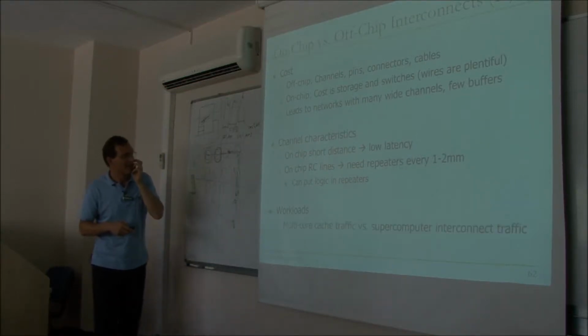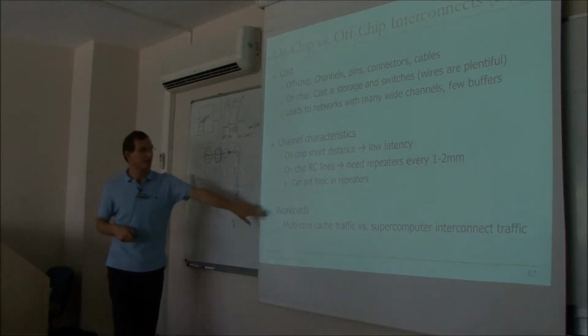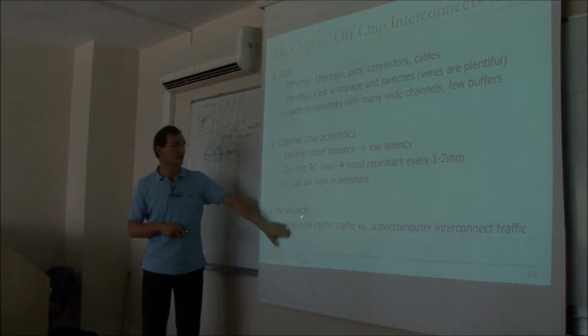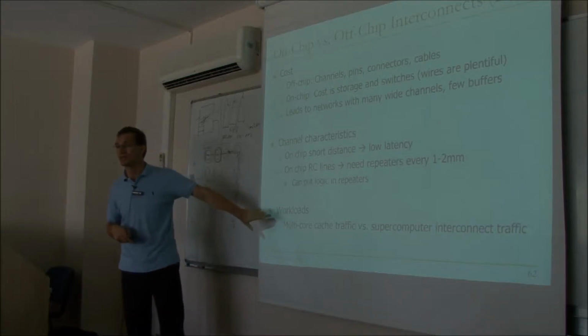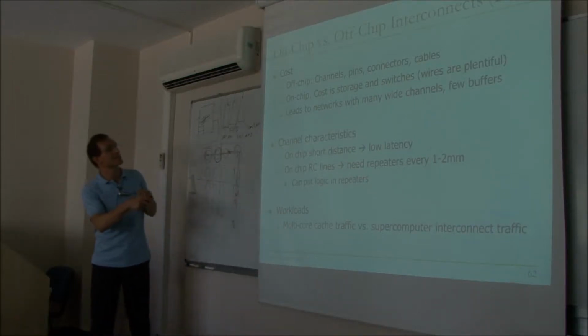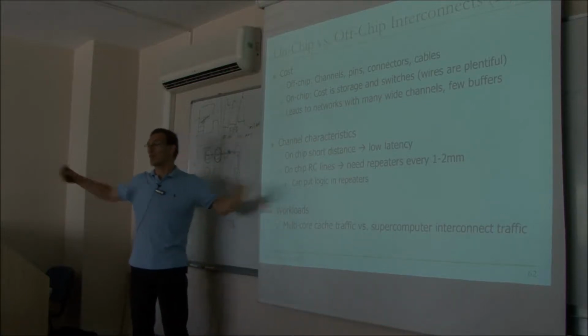And workloads are potentially different also. Perhaps in an on-chip interconnect, you design your workloads to be different. You have multi-core cache traffic versus supercomputer interconnect traffic. Because the latencies are so high in supercomputer interconnects, maybe you don't do distributed caching as much, whereas in multi-core, a lot of the traffic is actually cache and memory controller traffic.